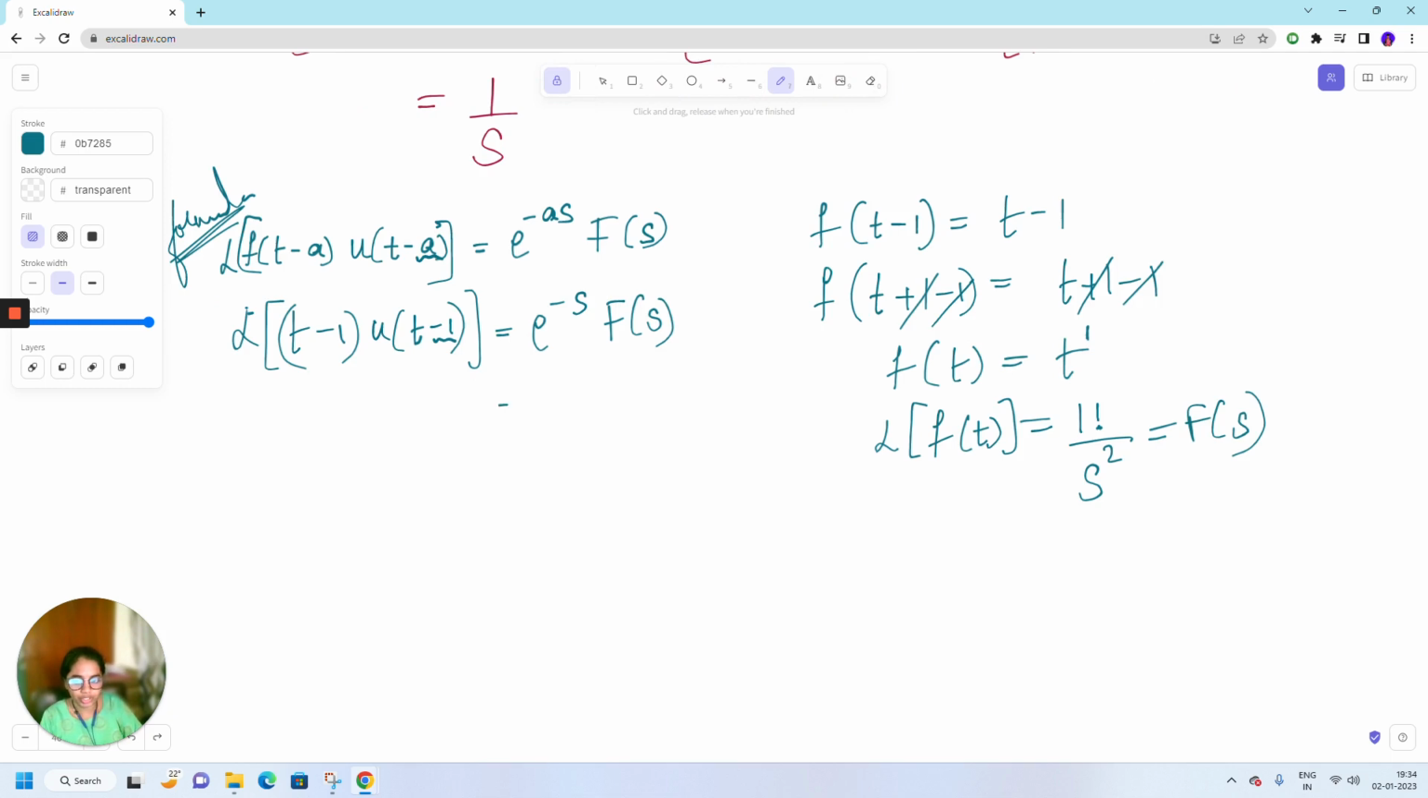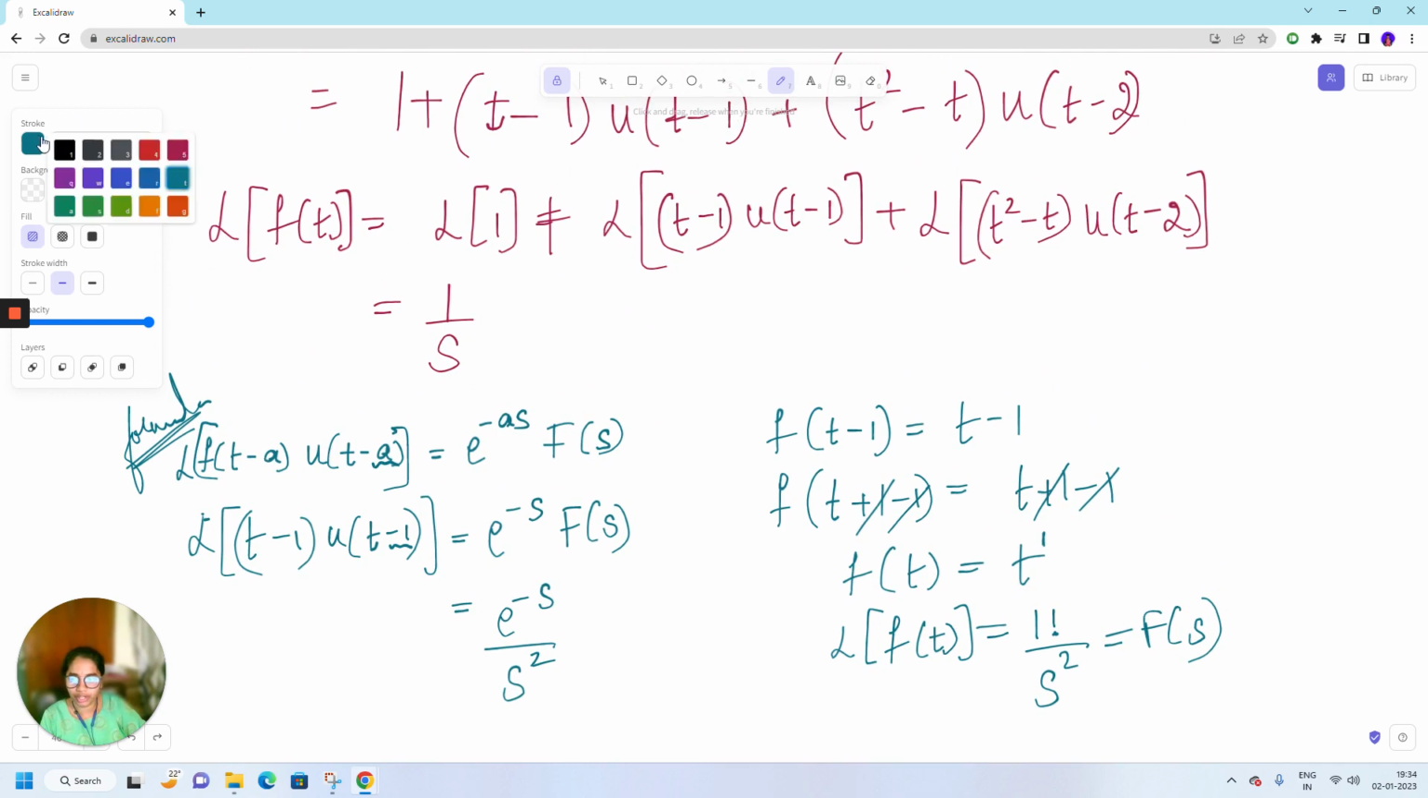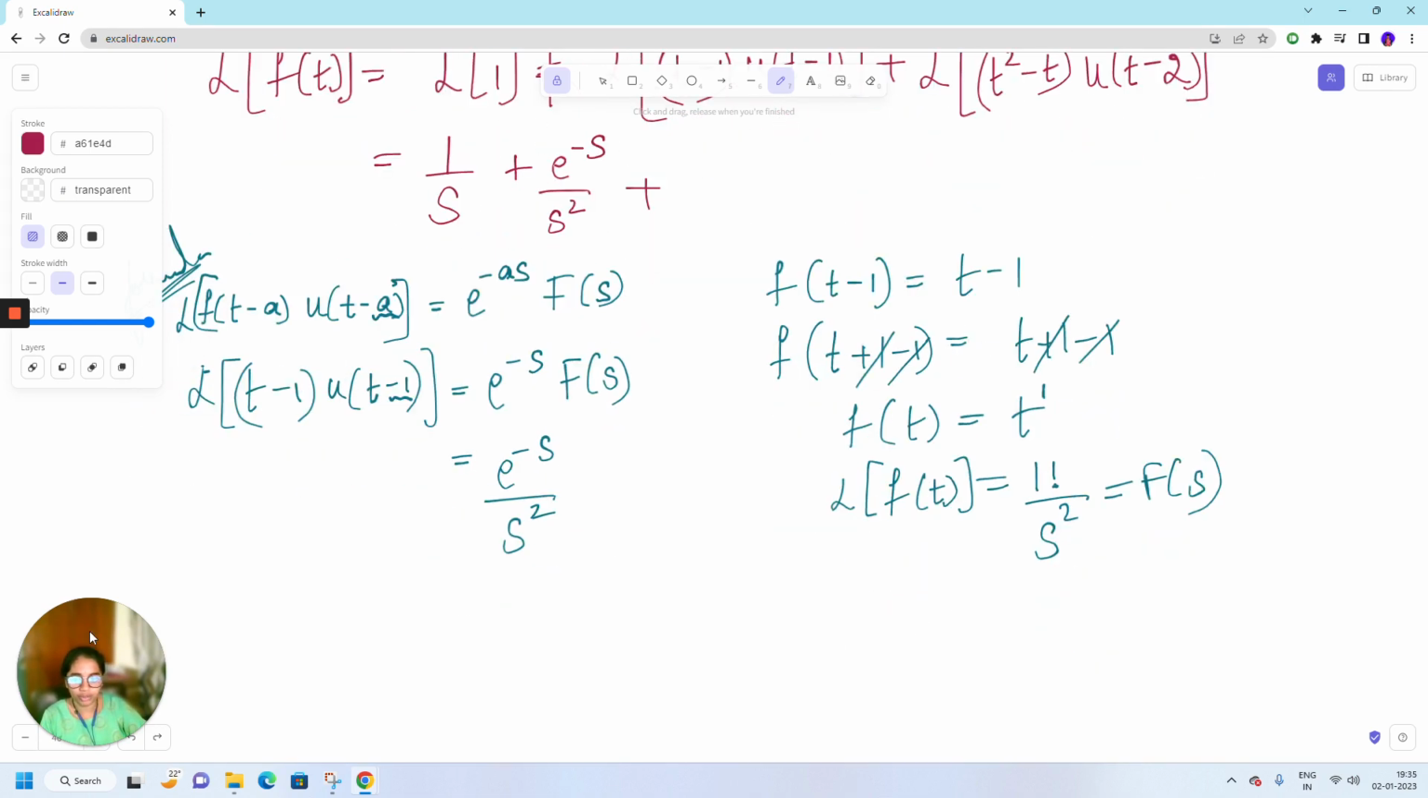Let me substitute this over here. I would get e power minus s divided by s square. So here I would have to write plus e power minus s divided by s square. Now what should I do? I should find Laplace of this term, right? Same steps. Let me write that down.